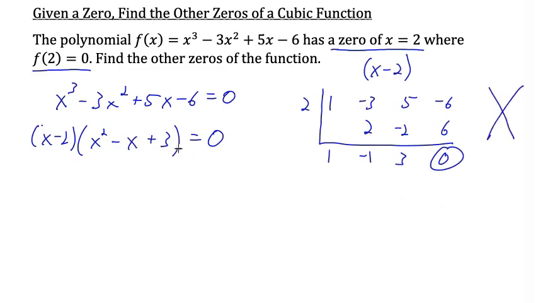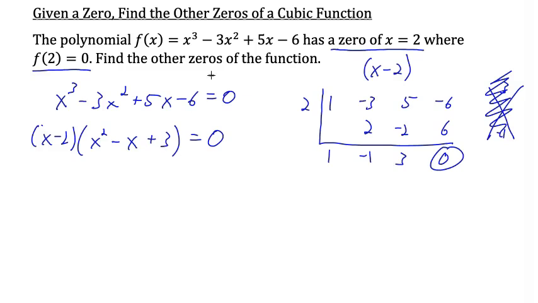So I want two numbers that multiply to make 3 that have a sum of negative 1. Well, let's see here. To get 3, that would be 3 times 1. And there's no way to add or subtract a 3 and a 1 to get a negative 1. So unfortunately, this trinomial is not factorable.